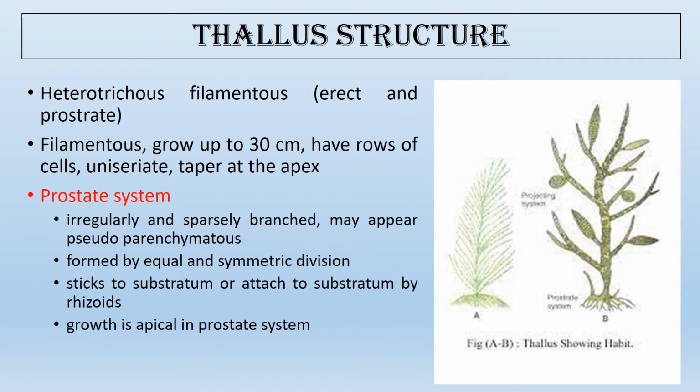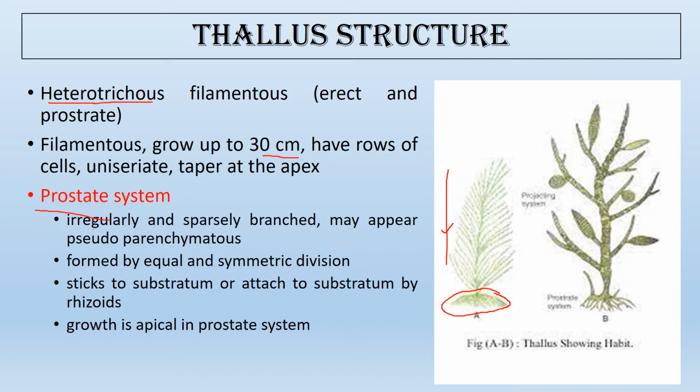So the thallus of Ectocarpus can be divided into two parts. It is heterotrichous in nature, which means that it has a prostrate system, a horizontal prostrate system, and another, that is the erect system. So this one is the erect system and this one is the prostrate system. The erect system can grow up to 30 centimeters in length.